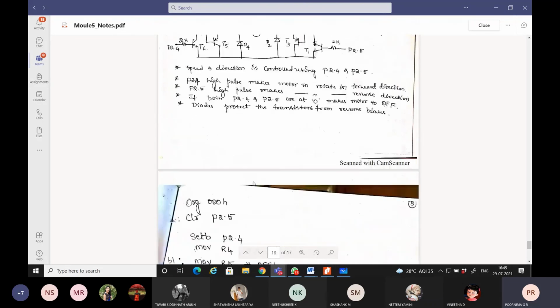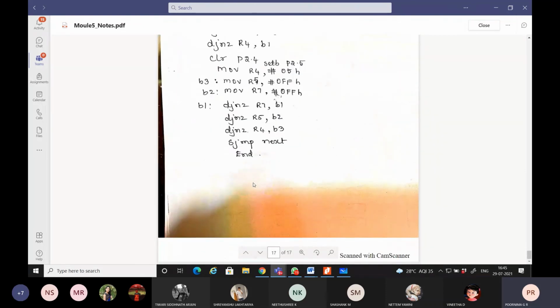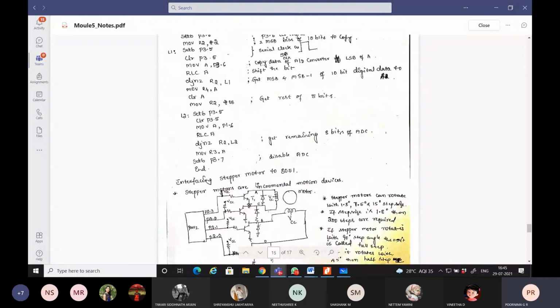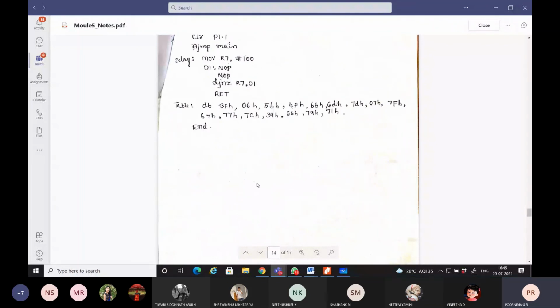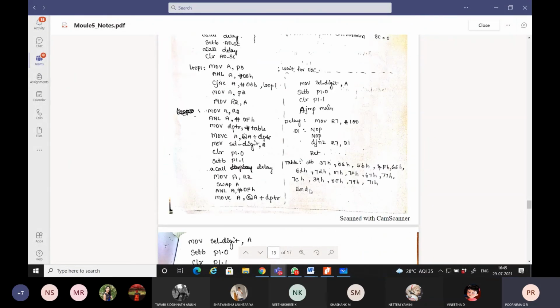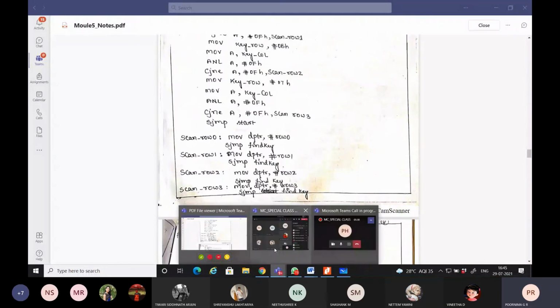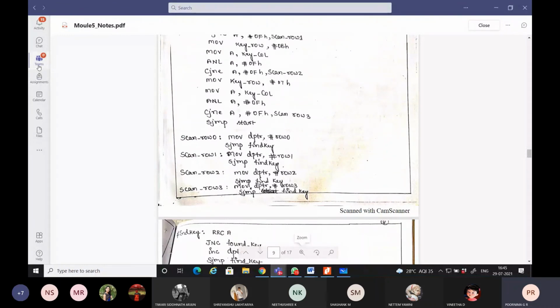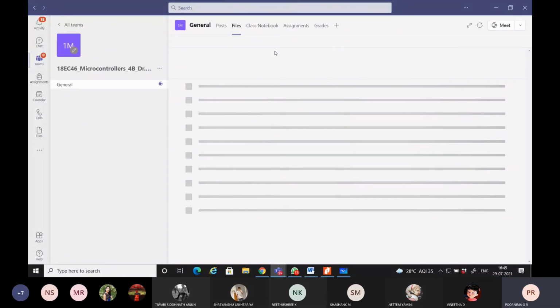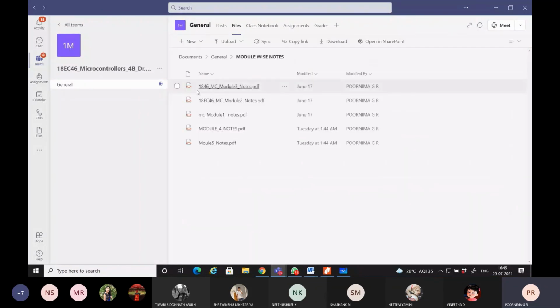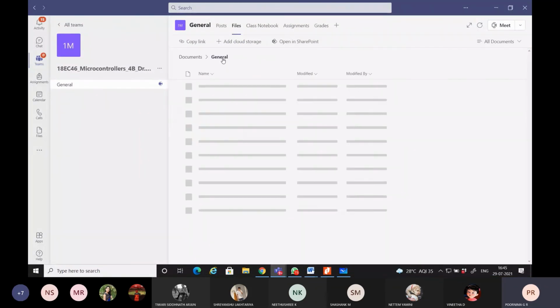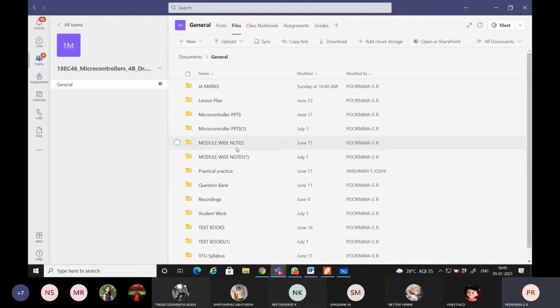Interfacing of DC motor is not covered in your syllabus, so I am not going to execute that particular DC motor interfacing. Students, these are the various interfacing boards you have. Let me verify with respect to your syllabus, and then we'll say which topics are left to discuss in the next class.